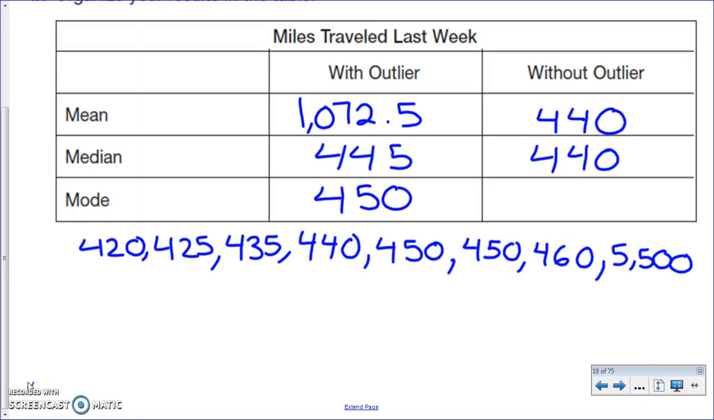Now we're going to erase the outlier and then pull the mode from the data set without the outlier. And if we look again, the mode is still 450. The outlier doesn't usually affect the mode because that's the number that shows up most often, and the outlier is not that number.